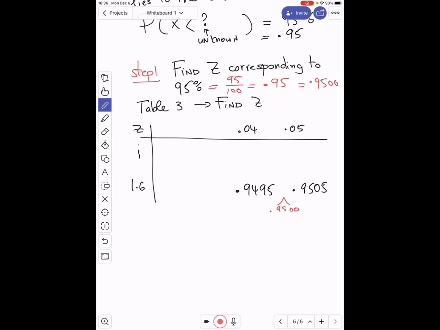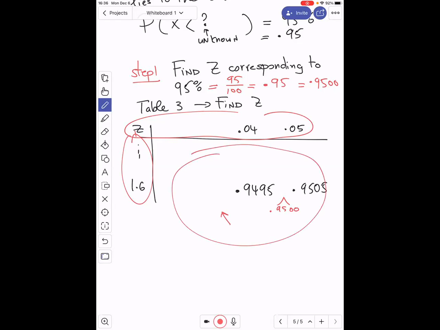I think you're confused a little bit here, because we are looking for Z. We don't know the Z, right? We are trying to find this 0.95 inside the table, not in the first column where you have the values of Z. So it's inside the table. You don't know the value of Z.